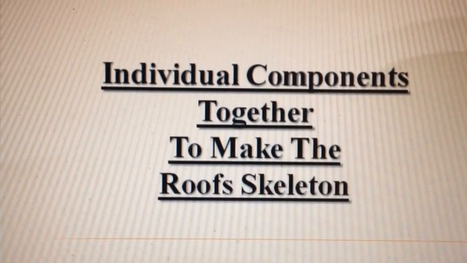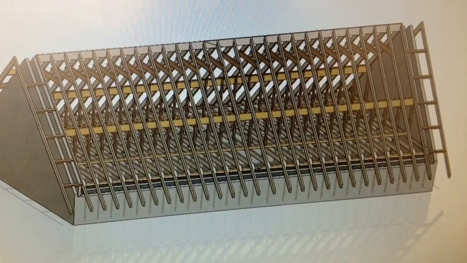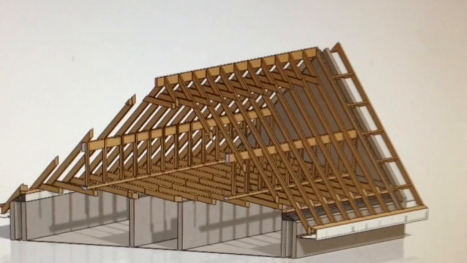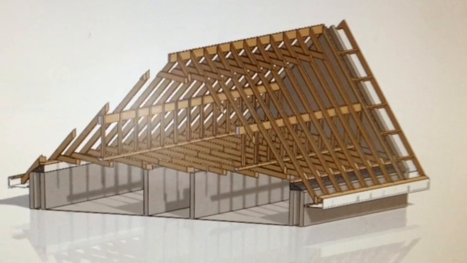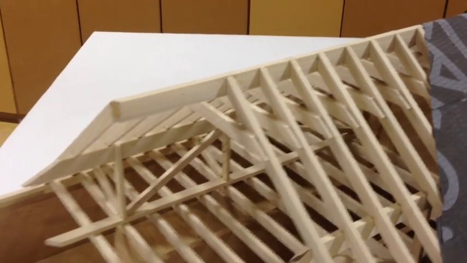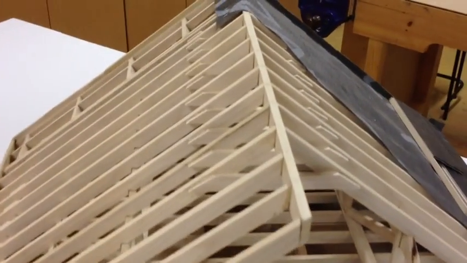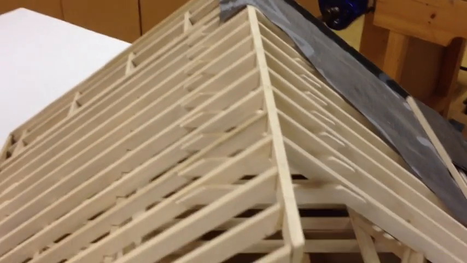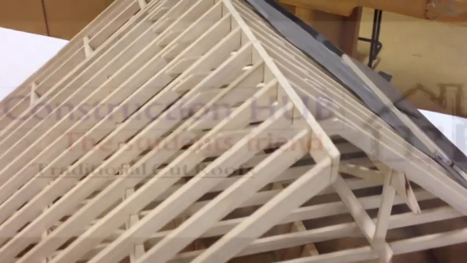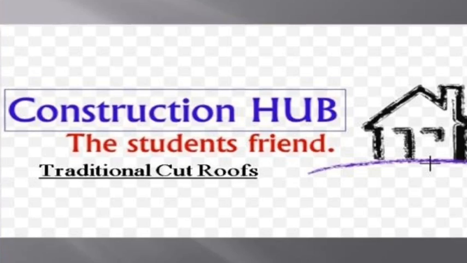Let's now look at how all these individual components come together to make the skeleton of the roof. The following images show clearly each detail. Can you identify each component and their function now? That concludes this video of the individual components that make up the skeleton of a traditional cut roof.